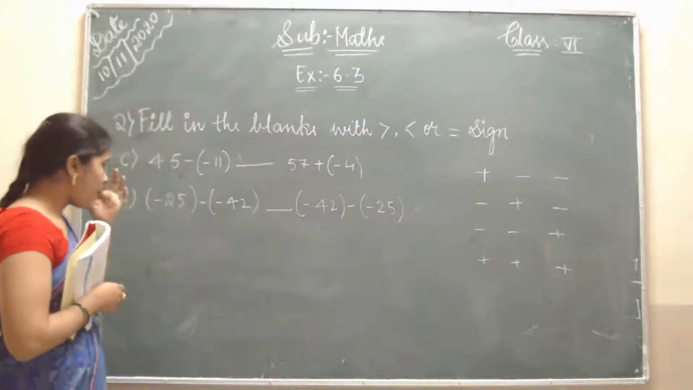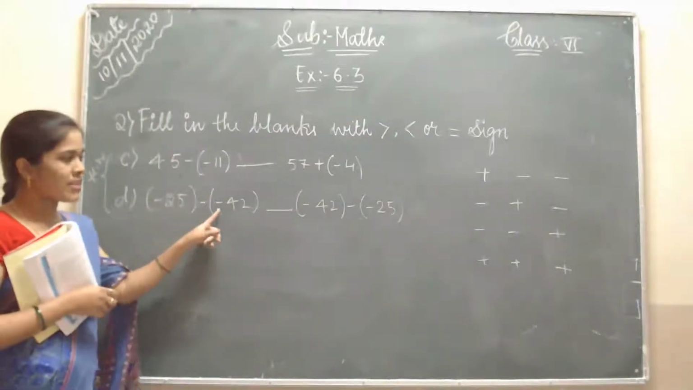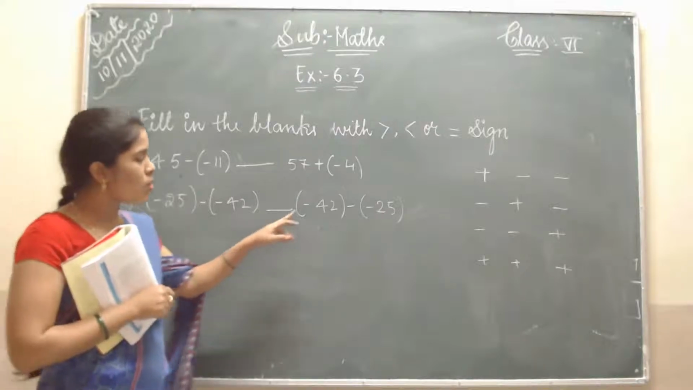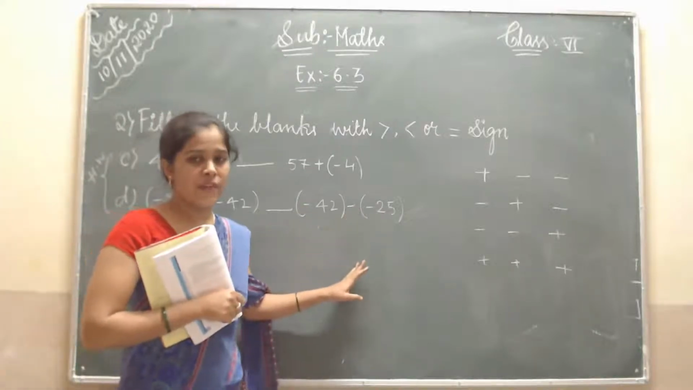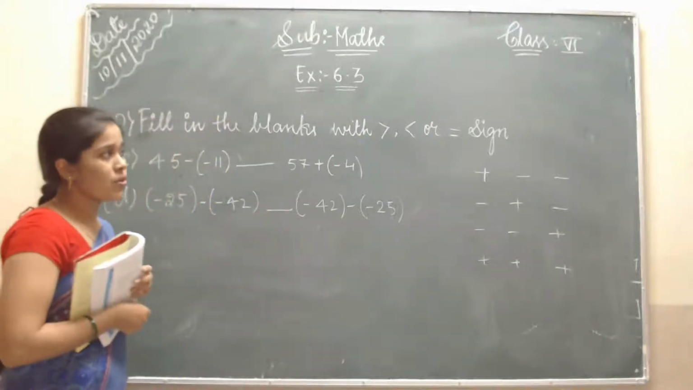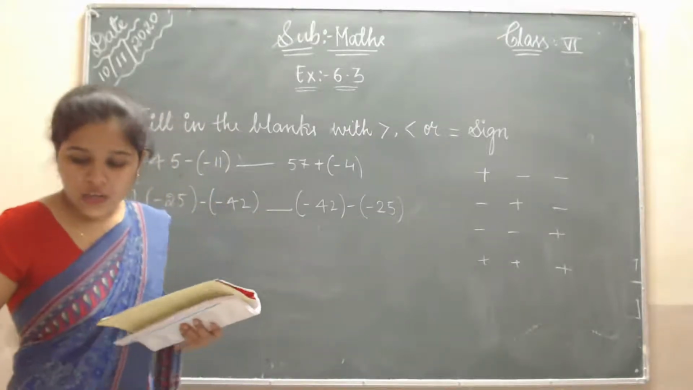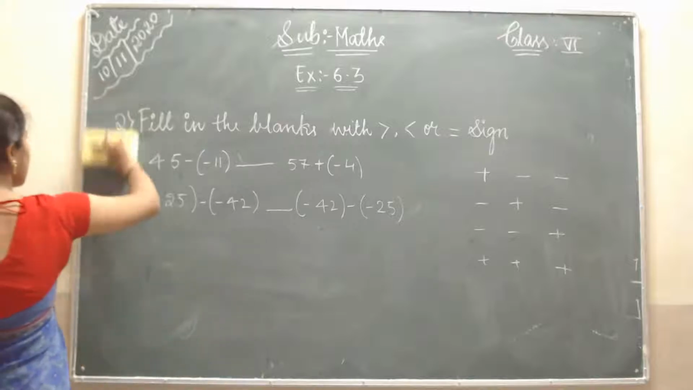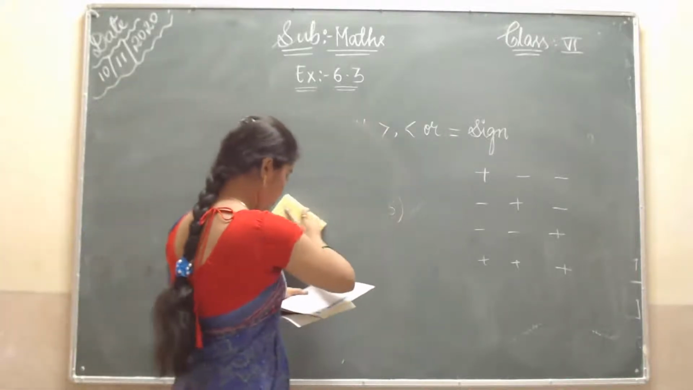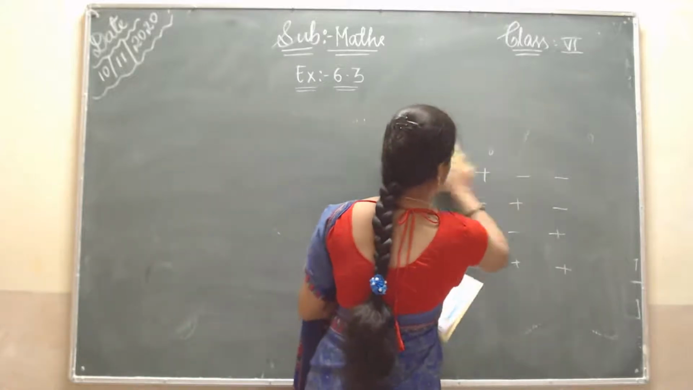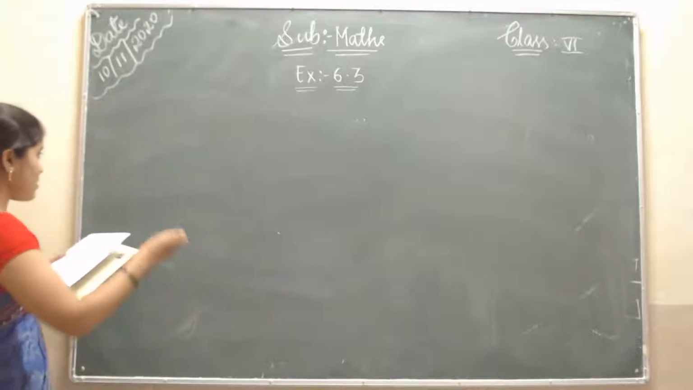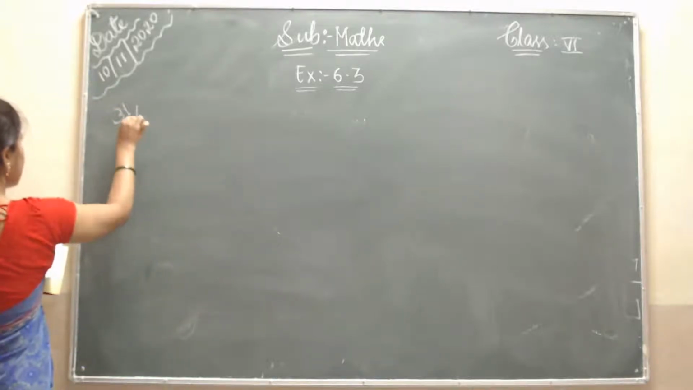Okay, next, here minus 25 keep as it is, minus plus: minus 25 plus 42. Here also minus 42 plus 25. Substitute, solve and see which sign is suitable for the answer. Okay, so this is all about the second question. Now the third question. Fill in the blanks. So also fill in the blanks.